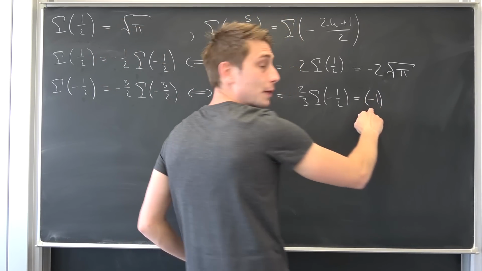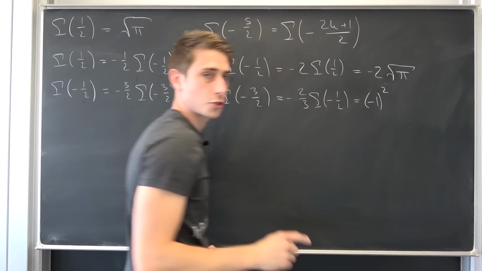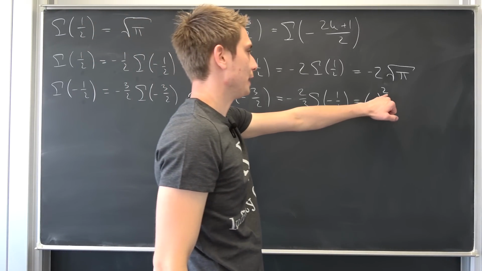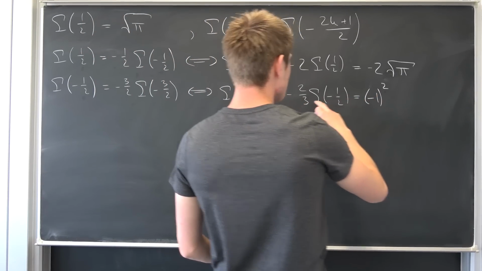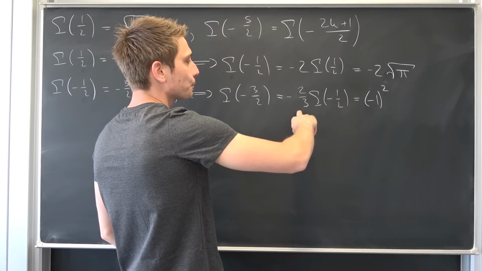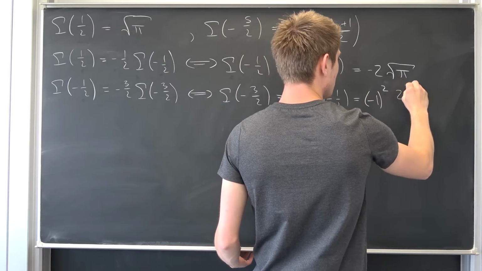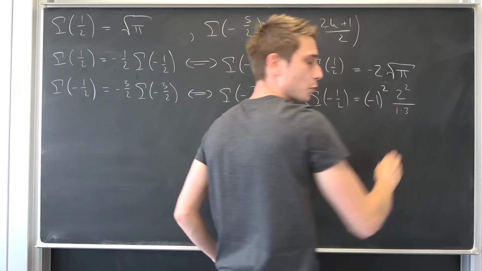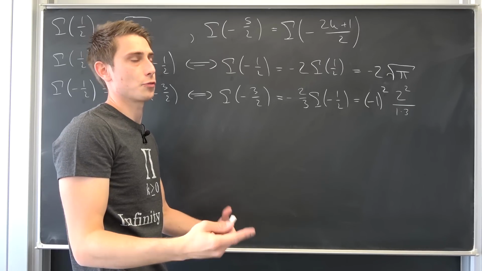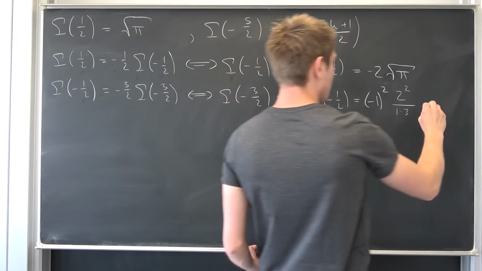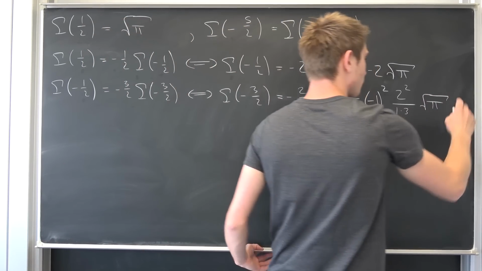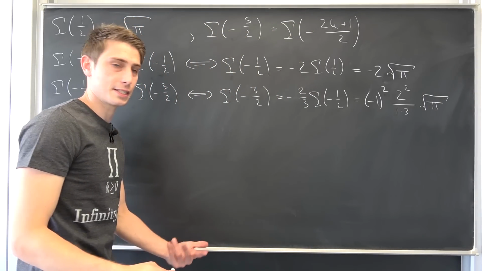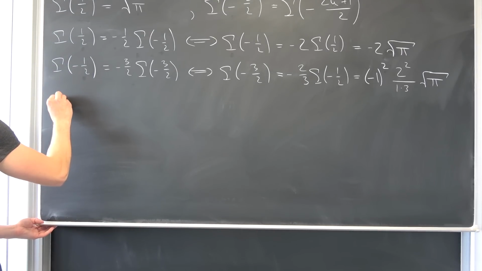I know it's positive, but it's also negative 1 squared. Keep this in mind. Negative 1 squared times, we are going to get 2 squared over 3. 1 times 3, just like before, we have to kind of use double factorials once again, times square root of pi. Let us do one more iteration and let's see if we can see a certain pattern.